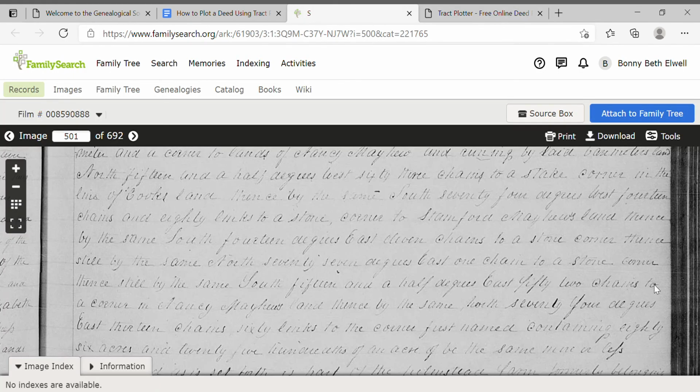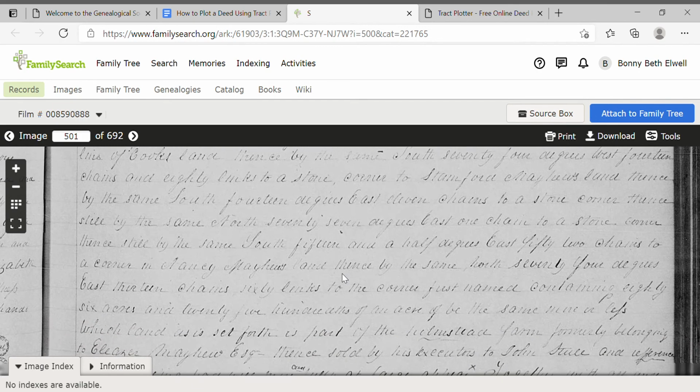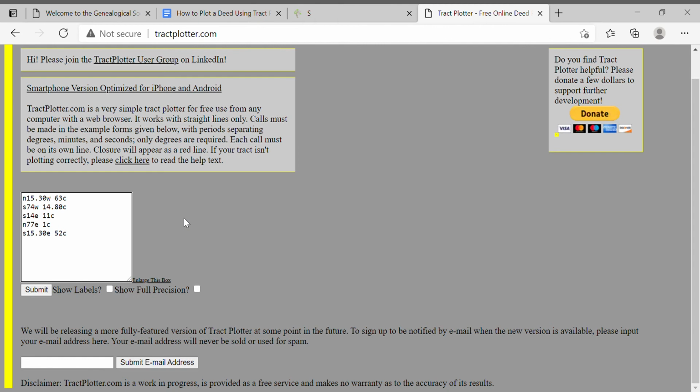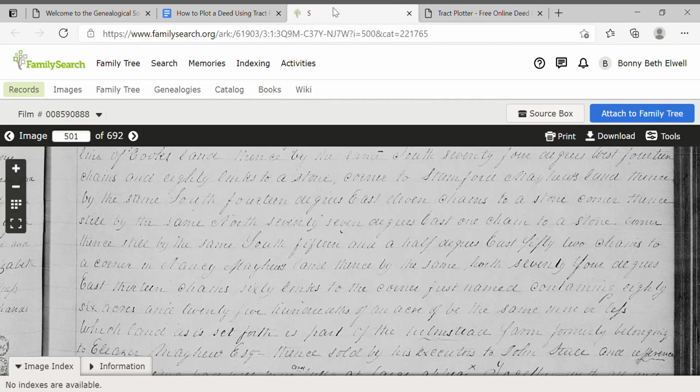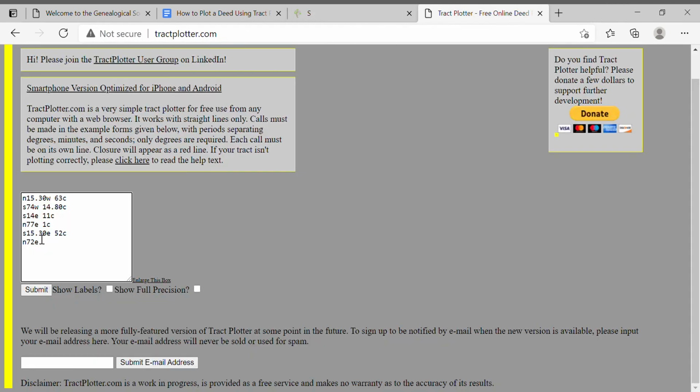Okay, 52 chains to a corner in Nancy Mayhew's land. Thence by the same, there's our trigger. Thence, okay, we have north 74 degrees east. North 74 degrees east. So north is our direction, 74 degrees is our degrees, east is our bearing. So north 74 degrees, not 72 degrees.